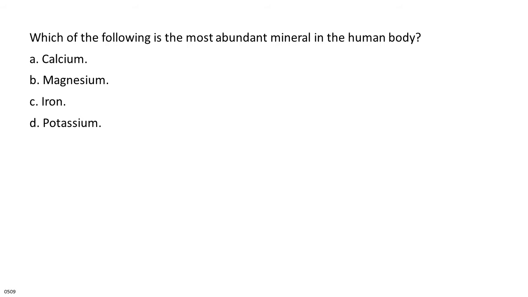Which of the following is the most abundant mineral in the human body? A. Calcium. B. Magnesium. C. Iron. D. Potassium.